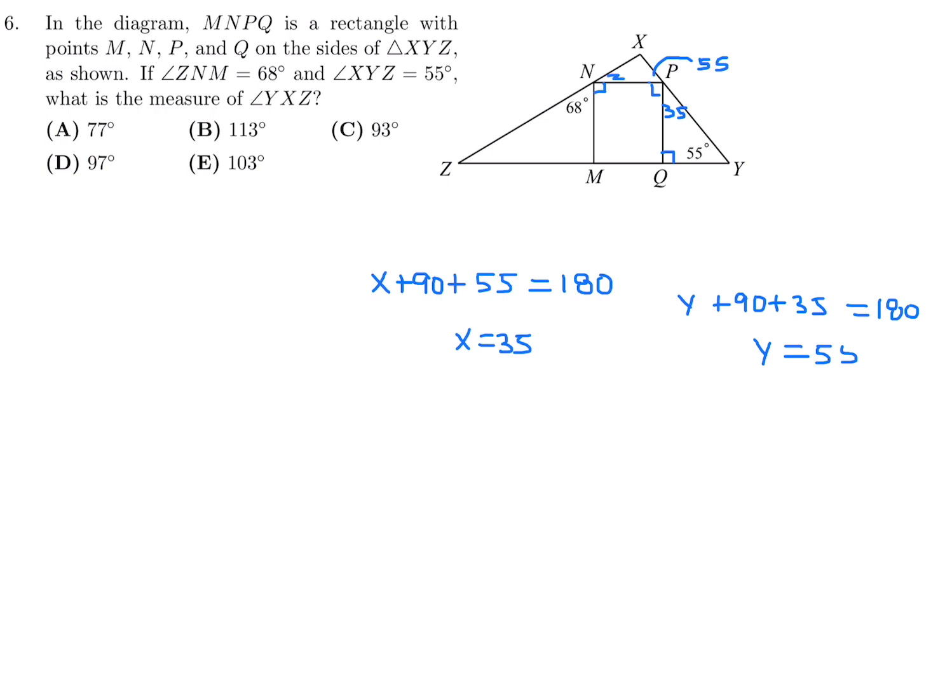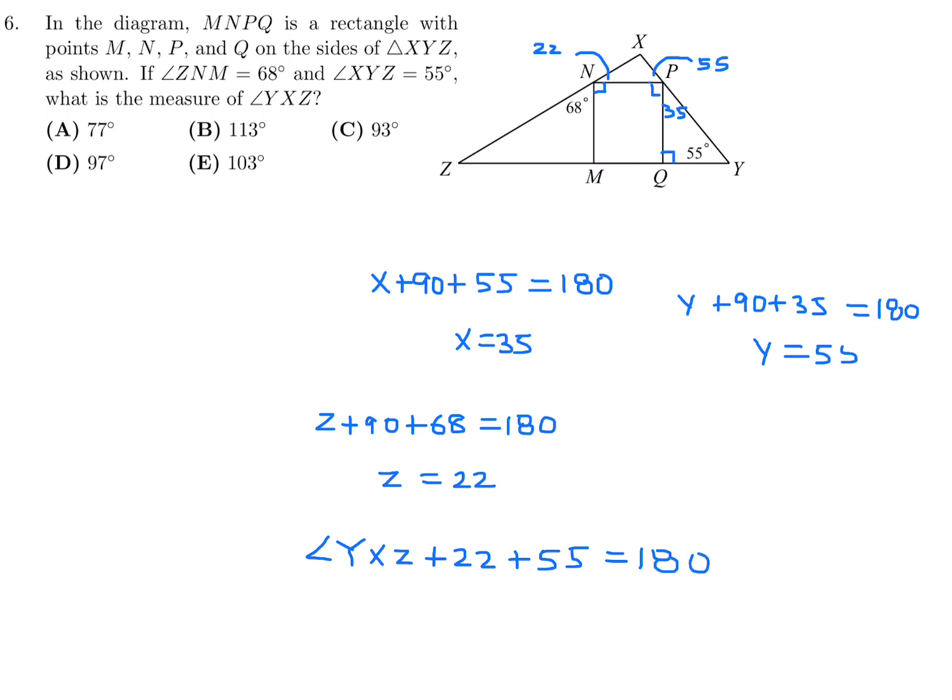So if this angle, say, is Z, Z plus 90 plus 68 is 180. So therefore Z, if we solve for this, is 22. So there we go. That becomes 22 in there. This angle in here. So now we can add up all the angles in this triangle. That angle is YXZ. So angle YXZ plus 22 plus 55 is equal to 180. So solving for angle YXZ, you get 103. So number 6, the answer is E.